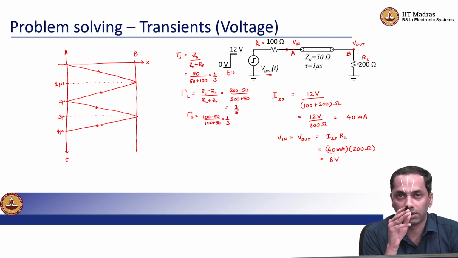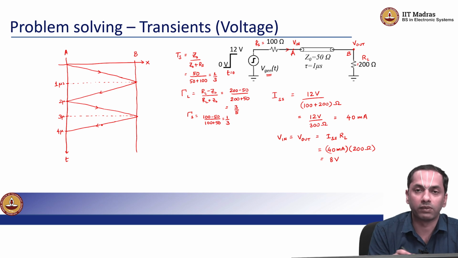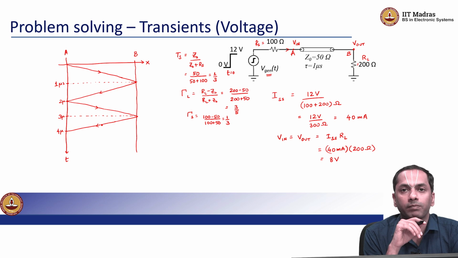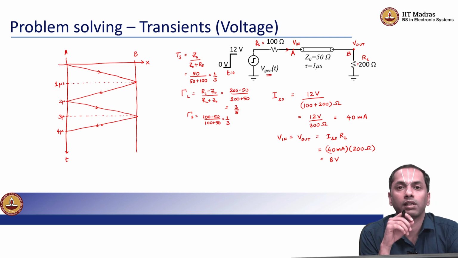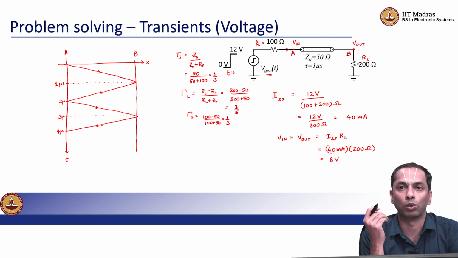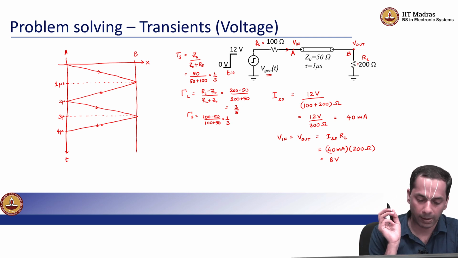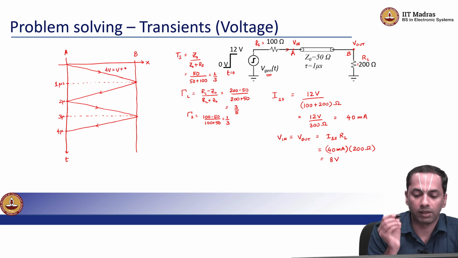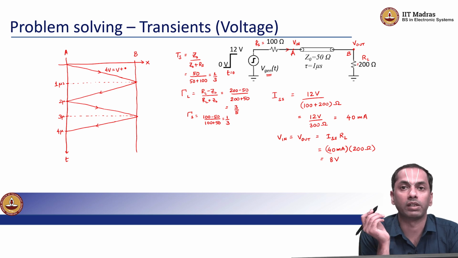So, since this is a step function from 0 to 12 volts, you can sort of think of this as a wave front. The source is holding at 12 volts for all times after t equals 0. So, now we have 4 volts as my forward propagating voltage.